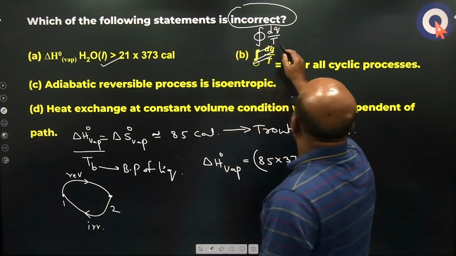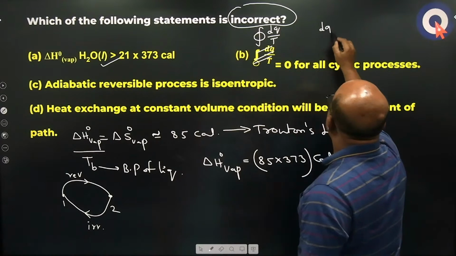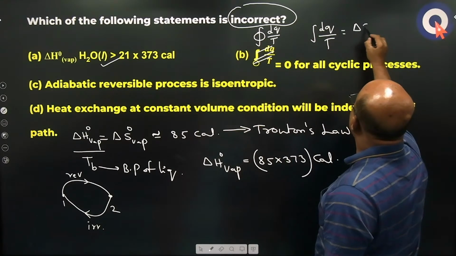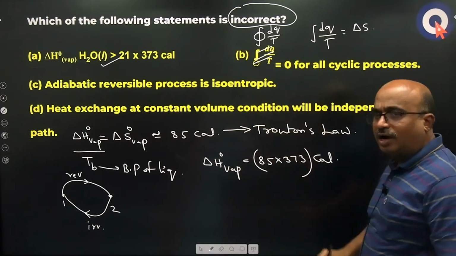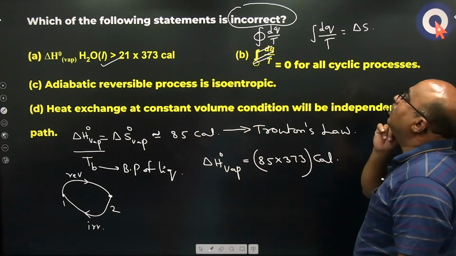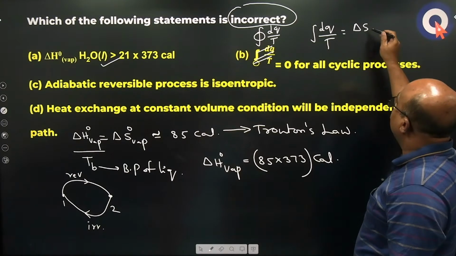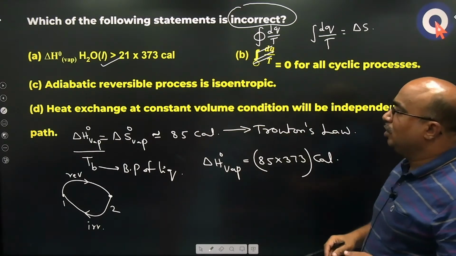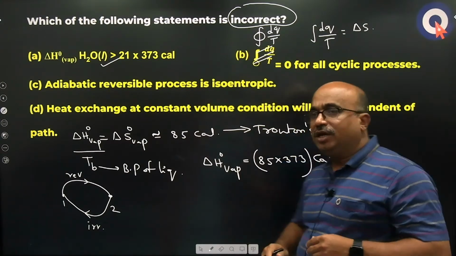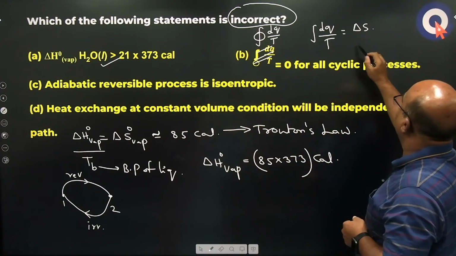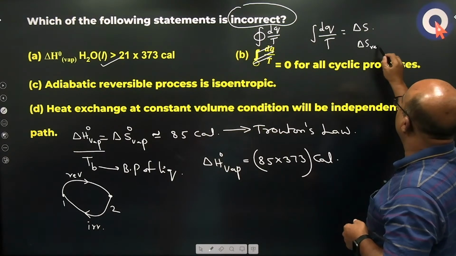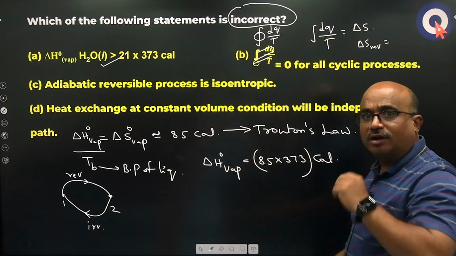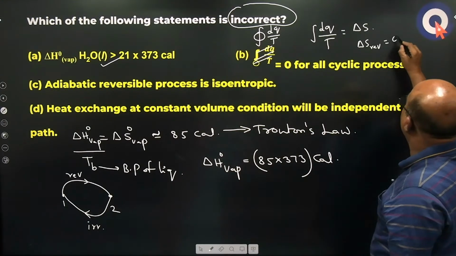But what dq by T gives us on integration is nothing but delta S, or dS. But when we take a cyclic process that is completely reversible, the total overall cyclic process delta S for a reversible process is generally equal to 0.